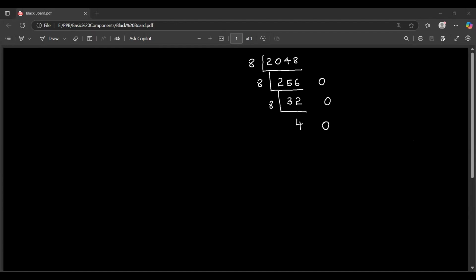You can't divide 4 by 8. It will be again 4. So the answer will be directly 4000 to the base 8, for 2048 to the base 10. So this is how you have to convert from decimal to octal.